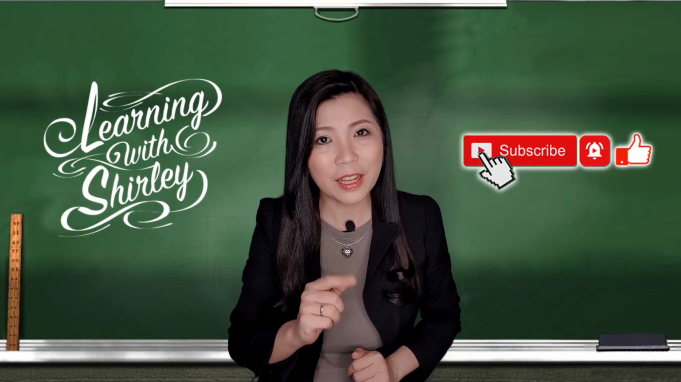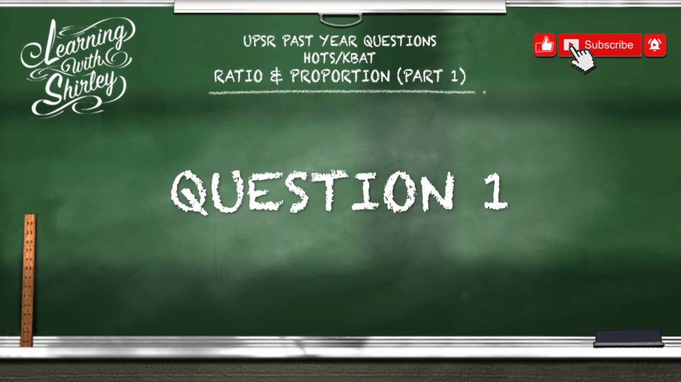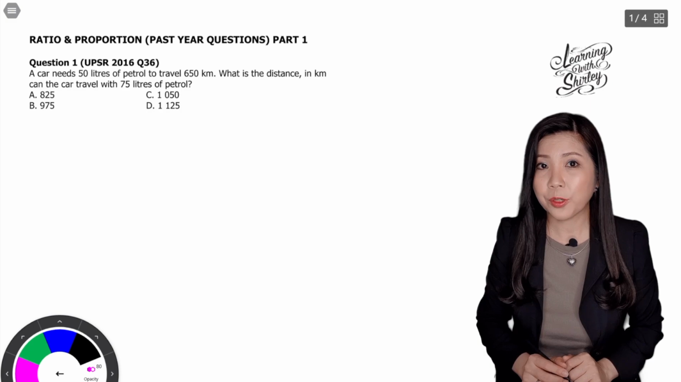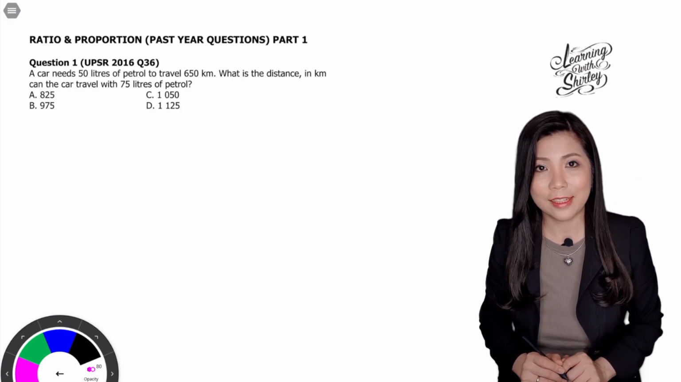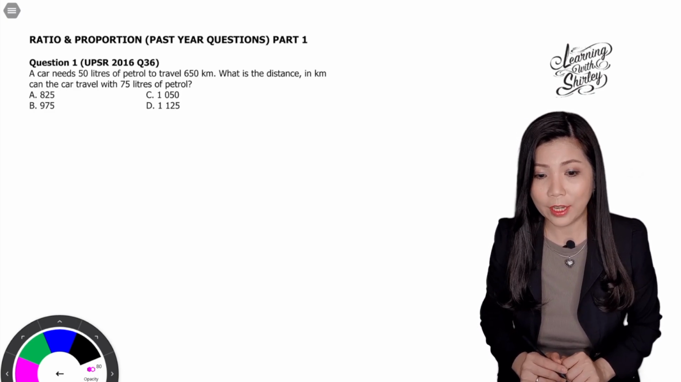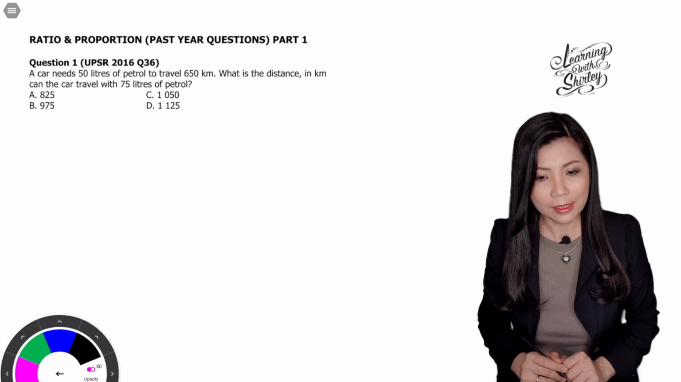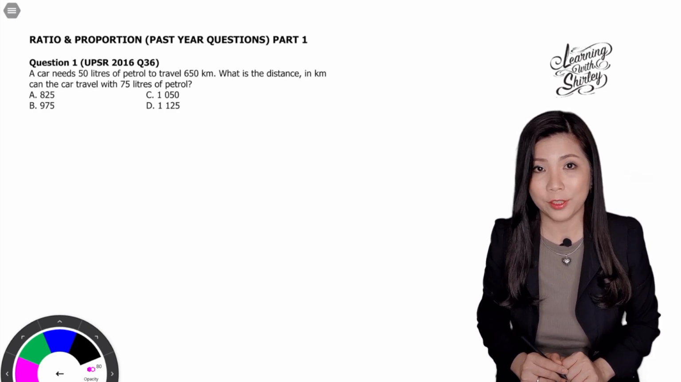Let's take a look at the first past year question. Let's look at question number 1. So question 1 is in year 2016, question 36. A car needs 50 liters of petrol to travel 650 kilometers. What is the distance in kilometers the car can travel with 75 liters of petrol?